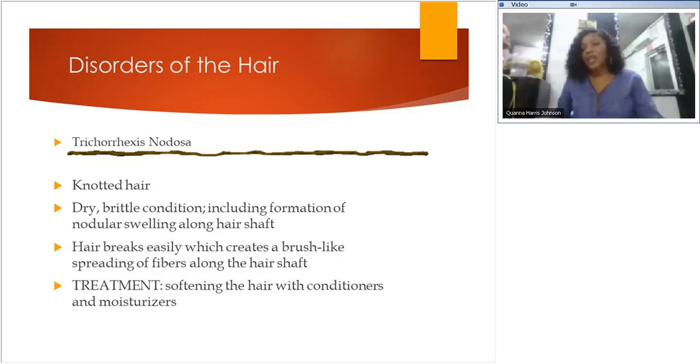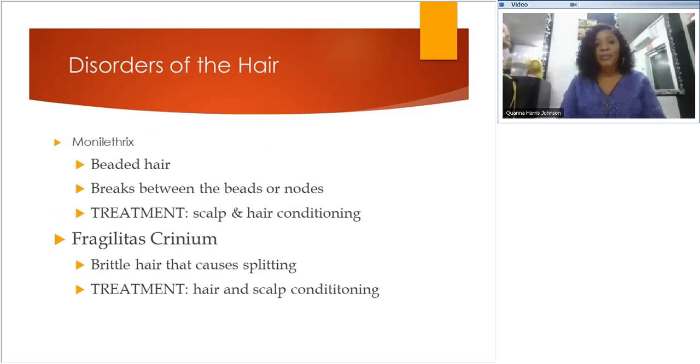It's actually knotted hair. What will happen is that the hair fiber will start to spread along the hair shaft, and eventually the hair will just break off. So the treatment for this will be to soften the hair with conditioners and moisturizers, a deep conditioning treatment, but then using a dryer or a steamer.